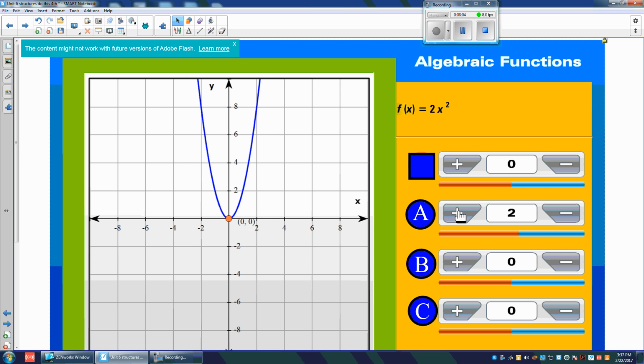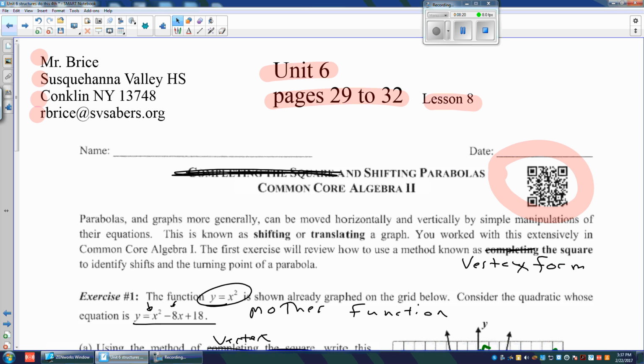Okay, there's 1x, there's 2x, there's 1x, there's 2x, there's 3x, there's 4x. What's happening? It's getting skinnier. There it is. And then, sorry, you can't have a 0 there. So there's 1x, there's 2x. It became thinner.